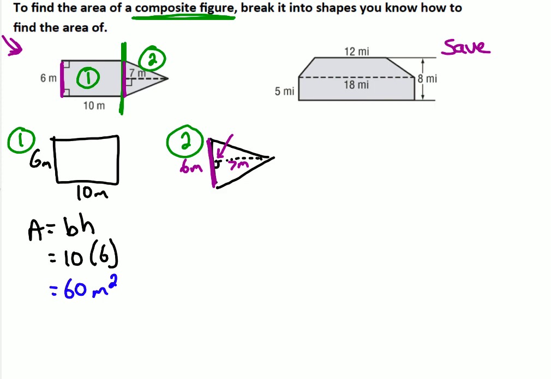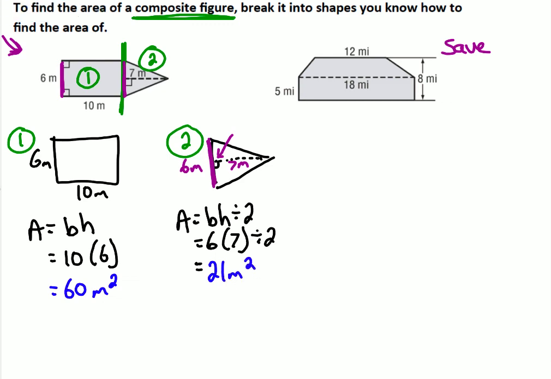Now I go ahead and find my area. Well, it's a triangle, so base times height divided by 2. My base is 6. My height, that measurement going up at a right angle, is 7. I'm going to divide by 2. So write your formula, plug the numbers into the formula, and then go ahead and solve it. 6 times 7 is 42. Divided by 2 is 21 meters squared.